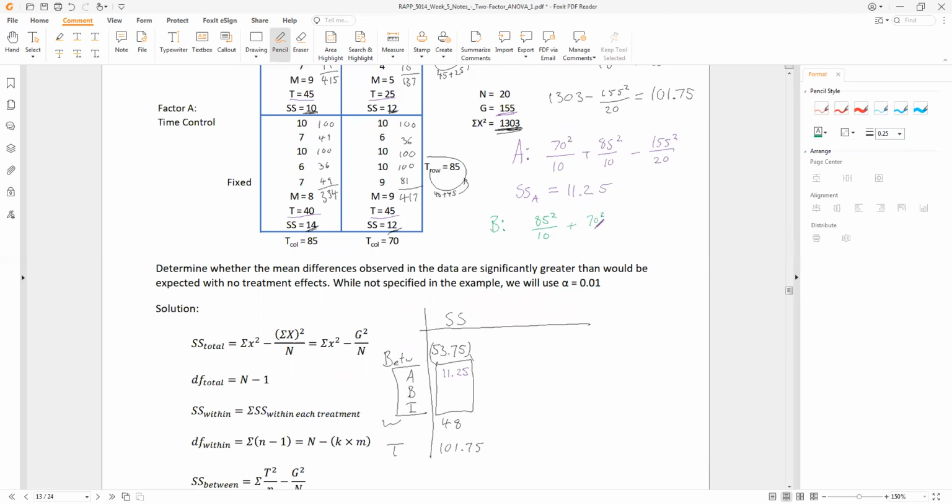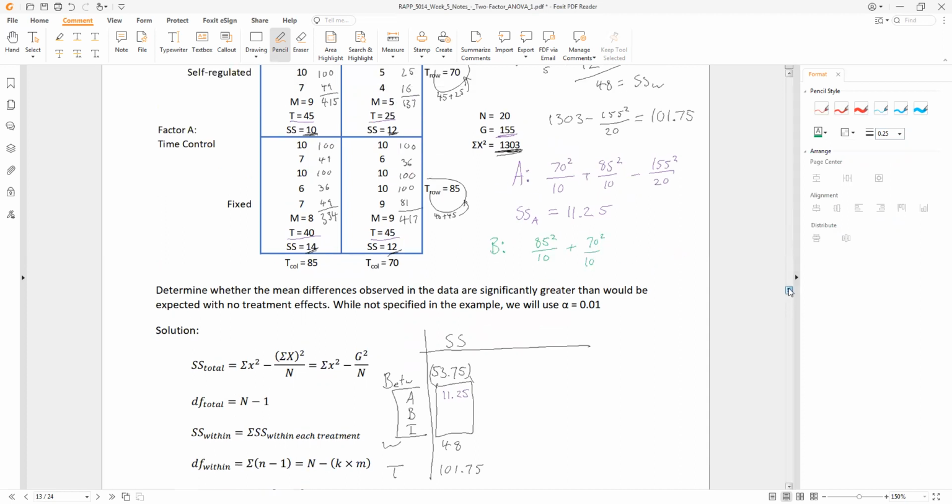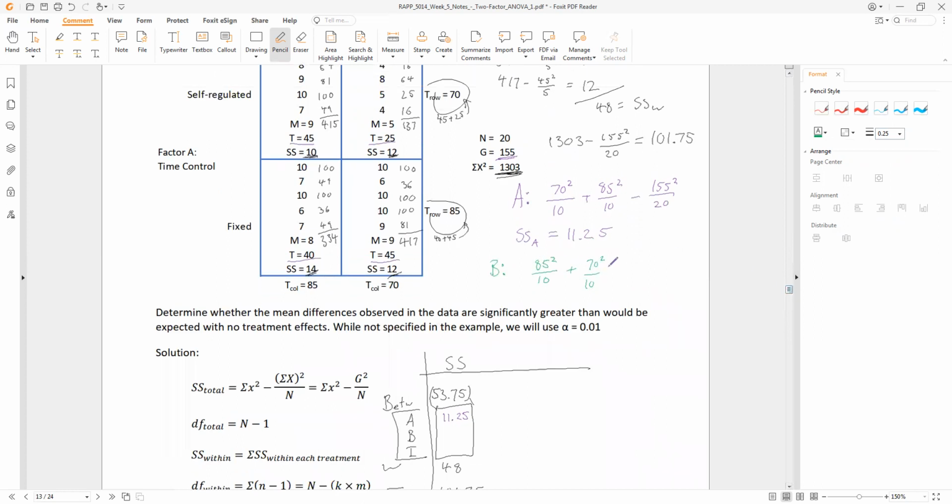And then 70 squared over 10 because there are 10 people in this column. And you're noticing, hey, look, this is going to be the same number, right? Actually, minus 155 squared over 20. Right, so the last term is the same, grand total squared over overall N, the capital N. All right, and this is going to get me the SSB, which is exactly the same, 11.25.